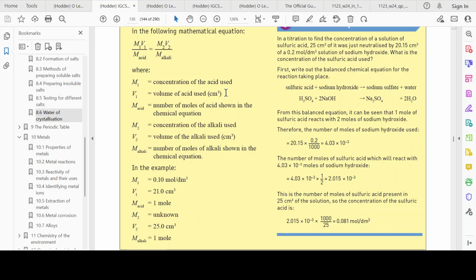And so how can you do that? So you need the balanced equation. And so you take half because, right, the ratio is 2:1. So you take half of that, so you divide by 2. You get 2.015 into 10 to the minus 3. So 25 centimeter cube of sulfuric acid contained half the number of moles as compared to sodium hydroxide. And then you apply the formula for concentration, right? Which is number of moles divided by volume, and you get 0.081.